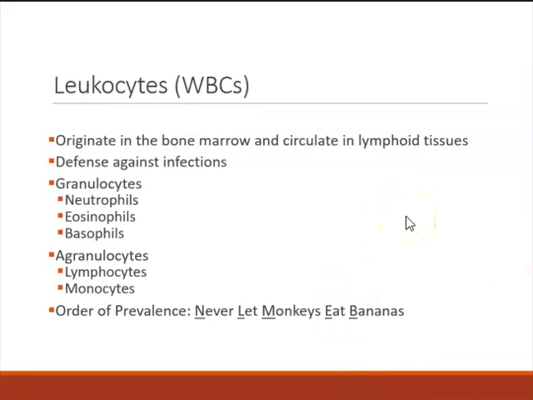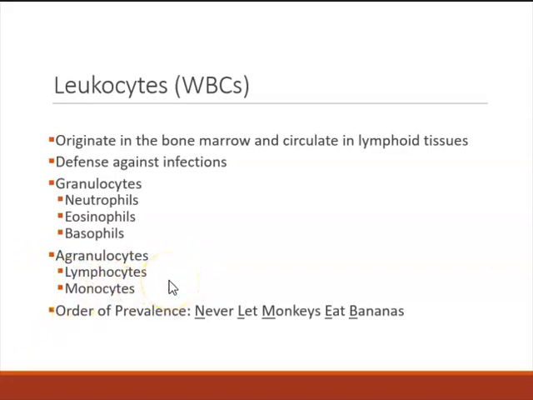The next type of cell that we're going to talk about are leukocytes, also known as your white blood cells. Our white blood cells originate in the bone marrow and circulate in lymphoid tissues. They're very important in the defense against infections, and we have two specific types depending on whether or not there are granules present in the cytoplasm. We have granulocytes, made up of neutrophils, eosinophils, and basophils, basically named based on how they stain. Our agranulocytes, the cells that do not have granules in their cytoplasm, include lymphocytes and monocytes.